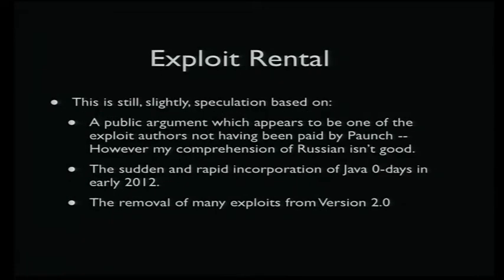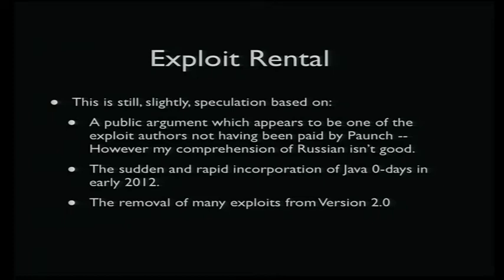So here's why I think that. I discovered a public chat log. There was an argument apparently between one of the exploit authors and Paunch about not getting paid for the rental of one of the exploits.